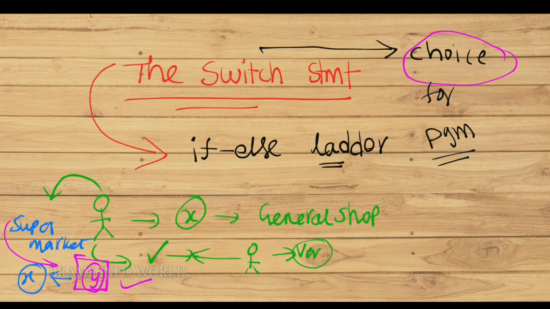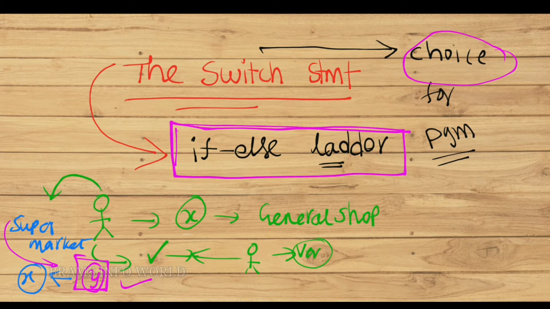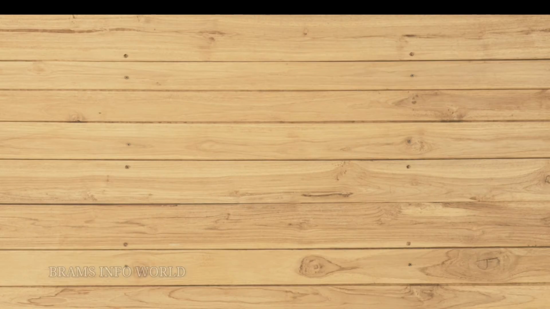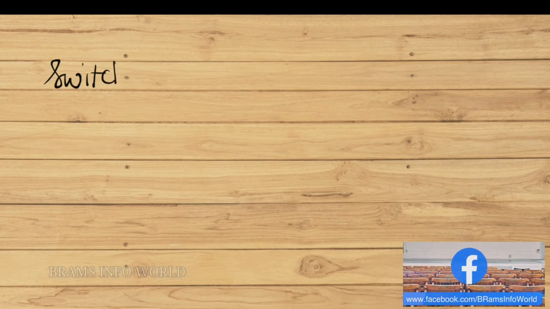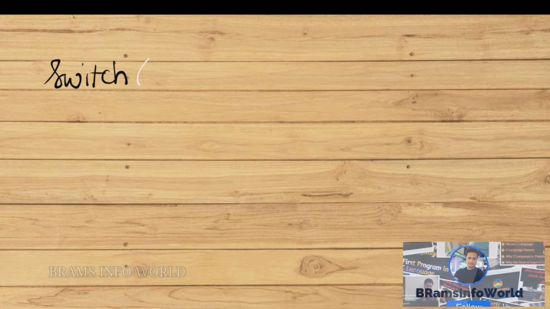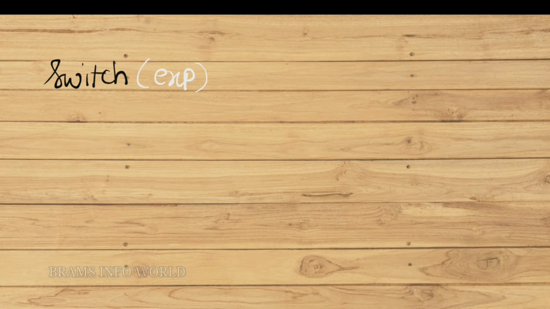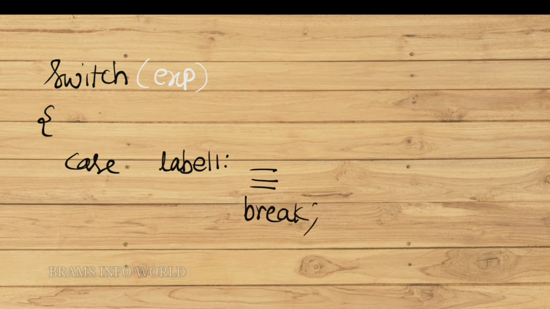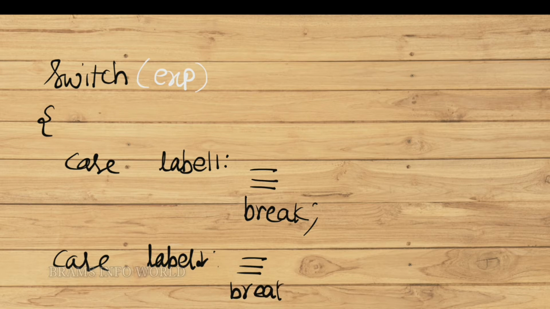So this is the basic introduction about switch case. The switch case is more compact compared with the if else ladder statement. The syntax of the switch case statement is as follows. Switch is a keyword, and this switch keyword is associated with an expression. Then we write a number of cases: case followed by label 1, colon, and a number of statements, followed by break. Similarly, case followed by label 2, a number of statements, and then break.